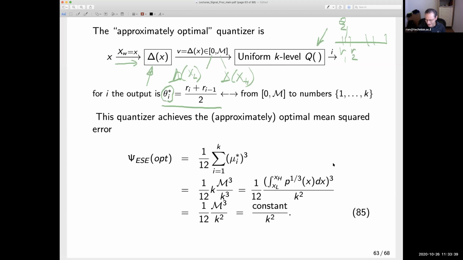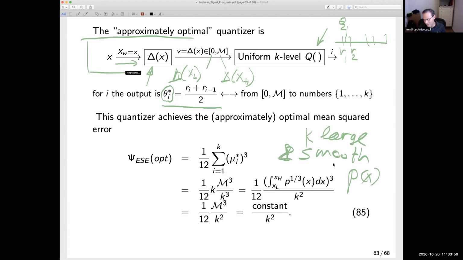So this is how I was able to take the assumption of k large and smooth P in order to get this approximation of the optimal quantizer. And now I can plug it into my equation, and what I get at the end is that the optimal estimated square error would be nothing but 1/12 times the sum over all my mu i's. Each mu i is nothing but m divided by k. Putting things together, k can be cancelled with a 2 here, and what I have at the end of the day is that I get this number as my error.